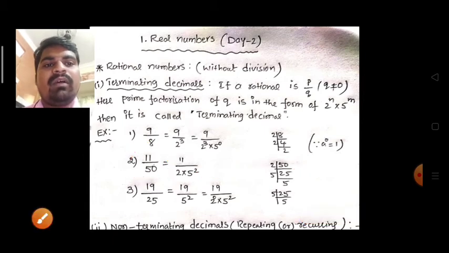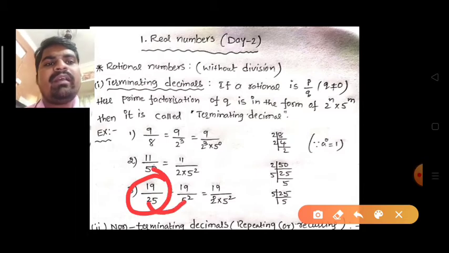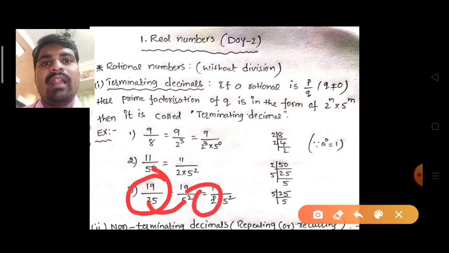Next, the third one, you observe here, 19 by 25. Just concentrate on the denominator. The denominator we can write as 5 square. So only 5 square is there, and we can add 2 power 0. If 2 is there, add 5 power 0. If 5 is there, then add 2 power 0. So it is a terminating decimal.